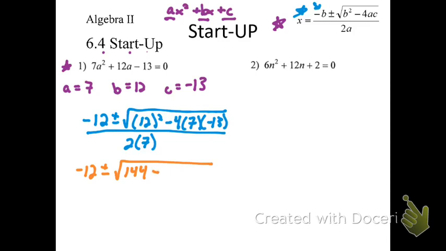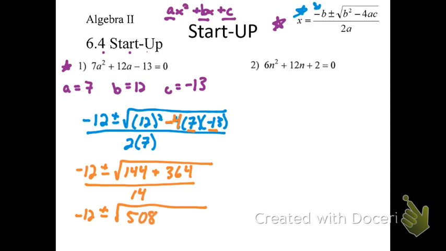minus, and after I put that minus, I'm going to remember something here. I'm going to consider this a negative 4 in here. So negative 4 times 7 times negative 13, well, that'd be a negative times a negative, so it's going to be a positive. 4 times 7 is 28, and 28 times 13 is 364. It's all over 14, because 2 times 7 is 14. Okay, after that, I have negative 12 plus or minus big square root. 144 plus 364 is going to be 508, I believe. Yep, and then that's all over 14.